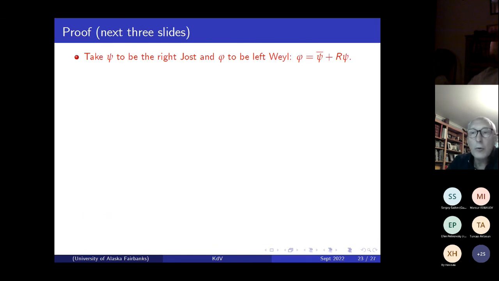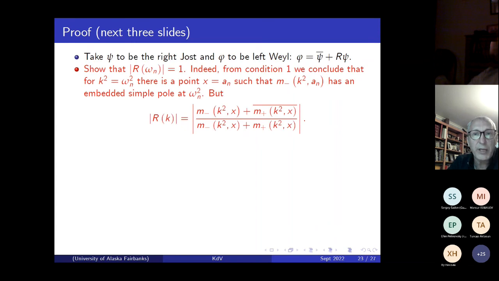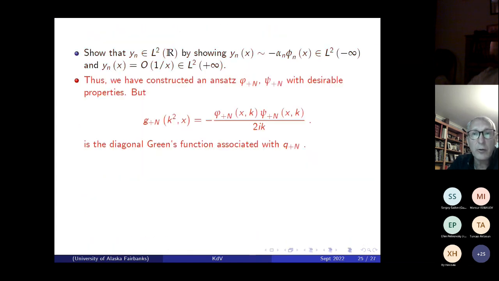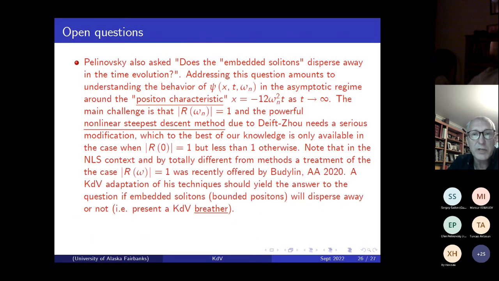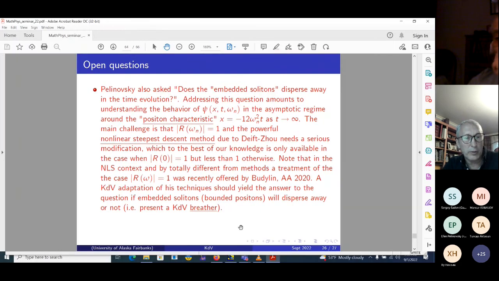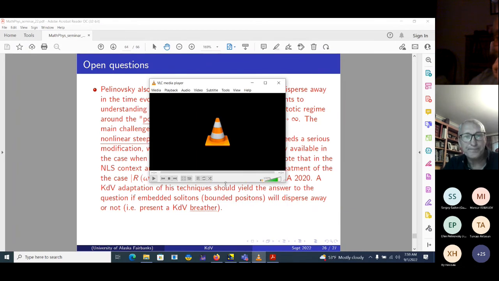Since my time is almost up, I'm going to skip three pages of the arguments, not complete proofs, but arguments, and now discuss perhaps what such a solution may look like. This is actually still work in progress, and I'm going to show a numerical simulation.